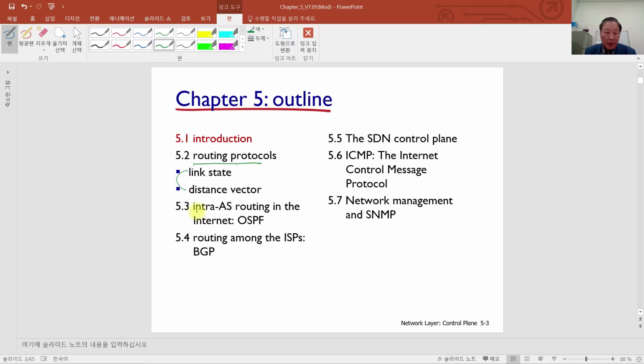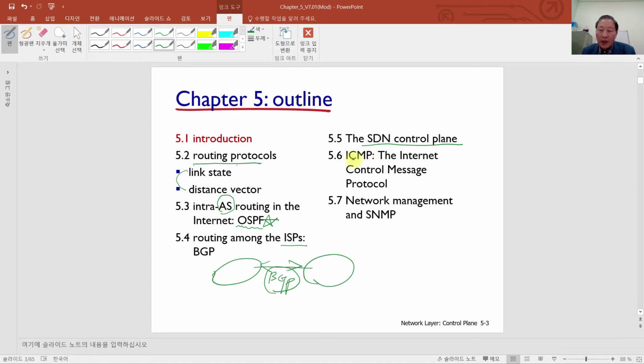This subchapter is explaining the intra-autonomous system routing in the internet, Open Shortest Path First. Okay, this is important, Routing Information Protocol. We'll learn about this. And the next one is about routing among internet service providers. Between different autonomous systems, we use a protocol, that is BGP, the Border Gateway Protocol. We learn this. And after that, we learn about the software-defined network control plane.